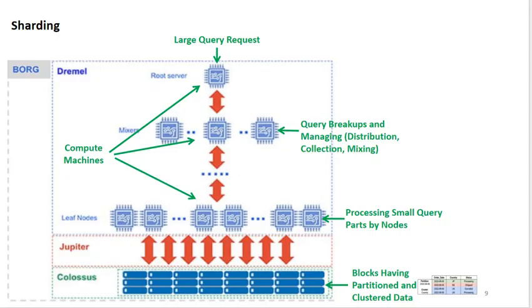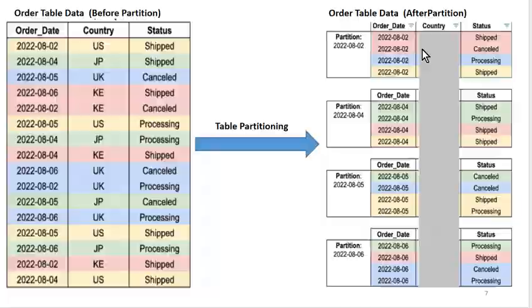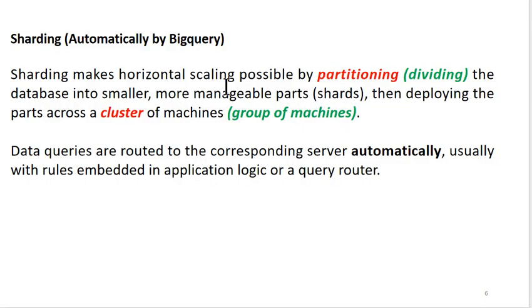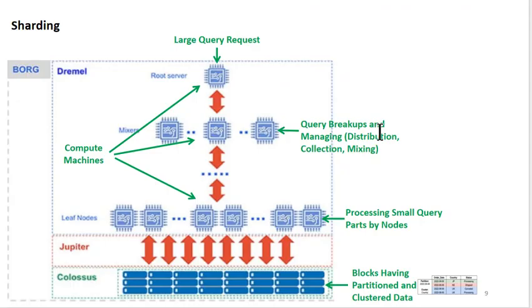Now another important thing is sharding. As I told on the previous screen, sharding means division. Sharding means horizontal scaling is possible by partitioning. It divides the query. Suppose you fire a query on a large table that is partitioned and also clustered, that means sorted.